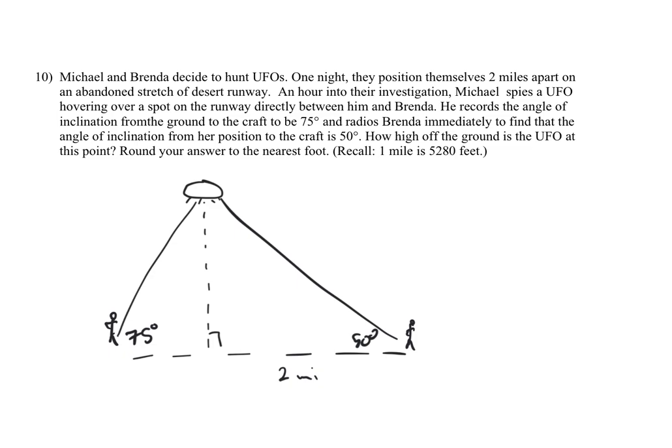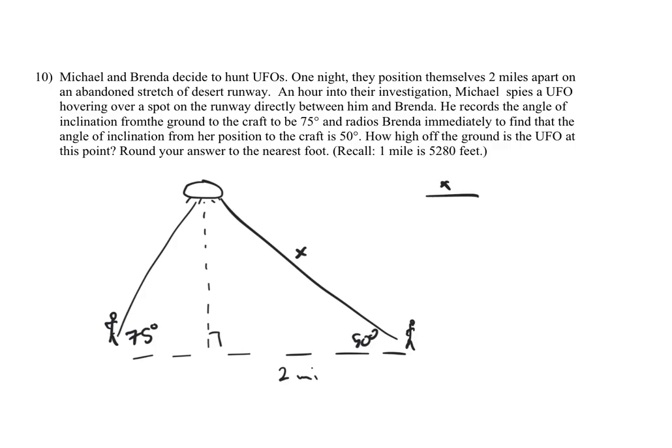So the triangle between Michael and Brenda and the UFO is an angle side angle. So this is a law of sines, and what we can do is either find this length here or this length here and then separate it into a right triangle. For example, if I want to find this missing length x, I can use law of sines here.